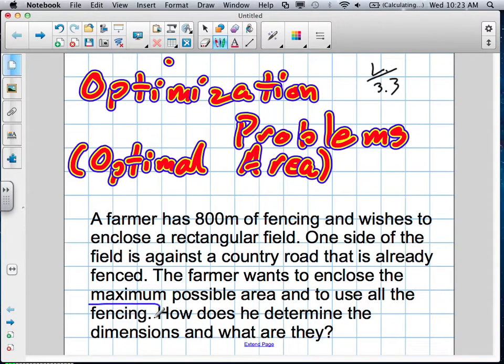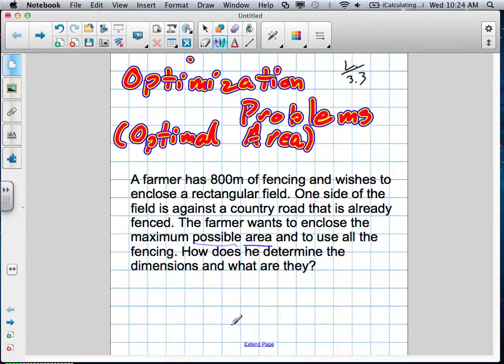Okay, so we're looking for maximum possible area. We're going to make up equations in order to figure this out. So we know his perimeter, or the amount of fencing he's working with, is 800. Let's try to draw a picture of what's going on here.